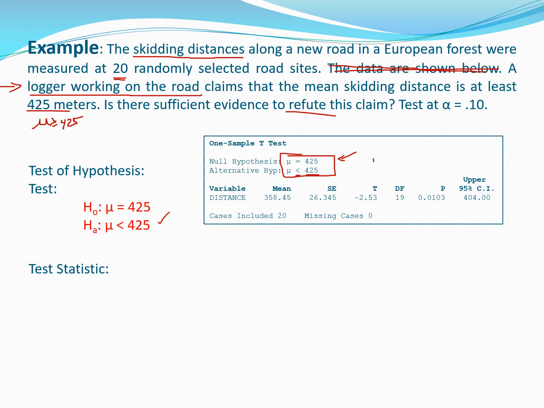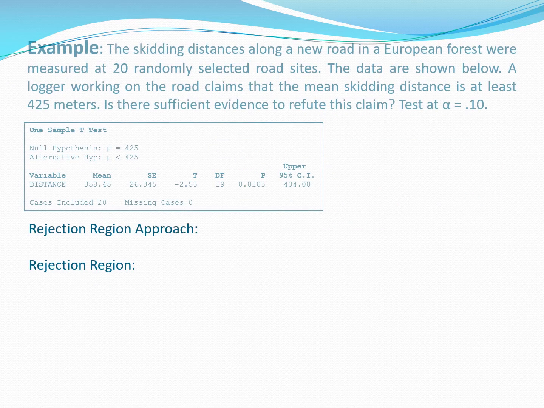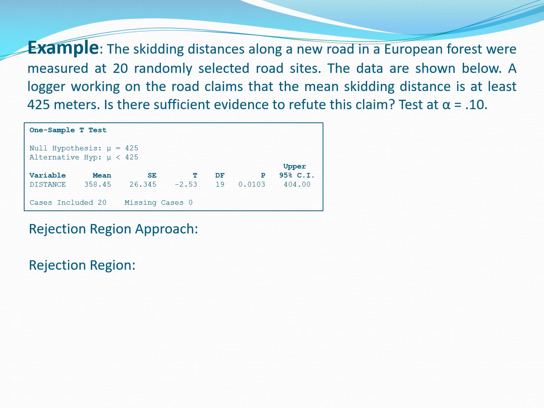The test statistic is right there, negative 2.53. That's a number that you're always going to get on a printout. I don't want you to spend any time at all doing calculations. So our test statistic is negative 2.53, and now you need to evaluate that. I want to do this 2 different ways. I want to do the rejection region approach, and I want to do a p-value approach. All right, rejection region approach. We have an alpha of 0.10.